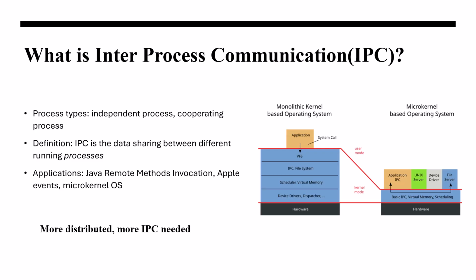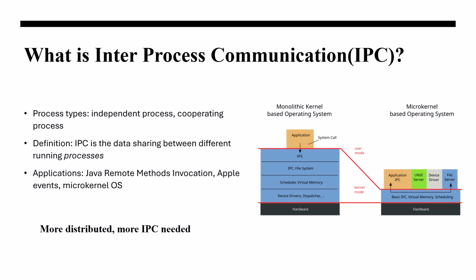What is inter-process communication? IPC is only useful for those processes that have requirements of data sharing and message passing. Those processes are called cooperating processes. The rest of them are called independent processes. IPC, by definition, is simply the data sharing mechanism between different running processes. Notice it is processes, not threads.